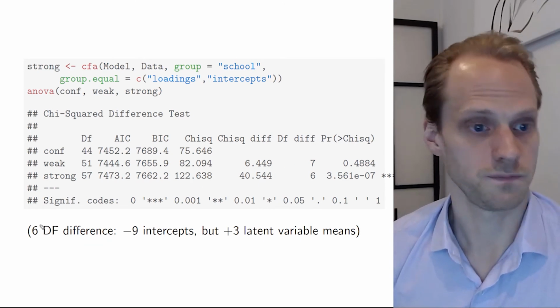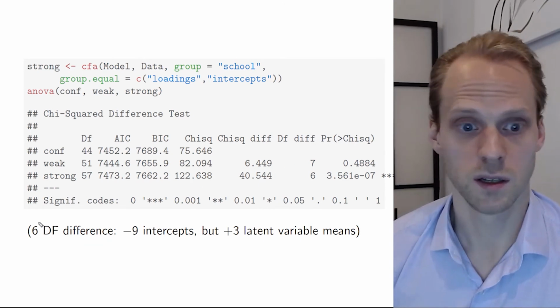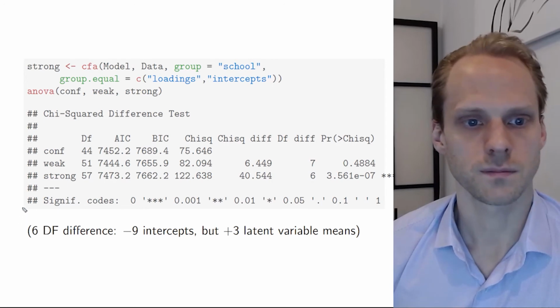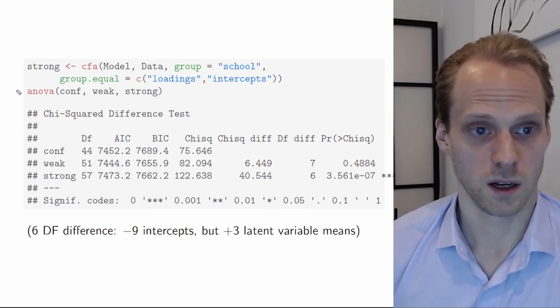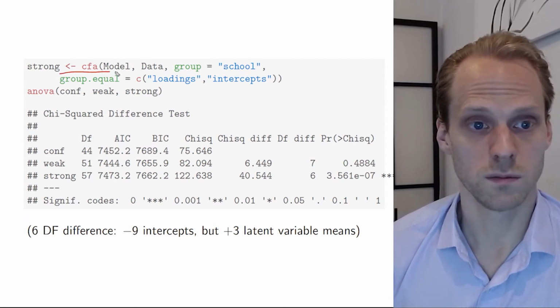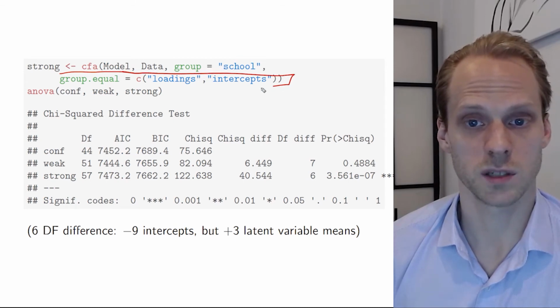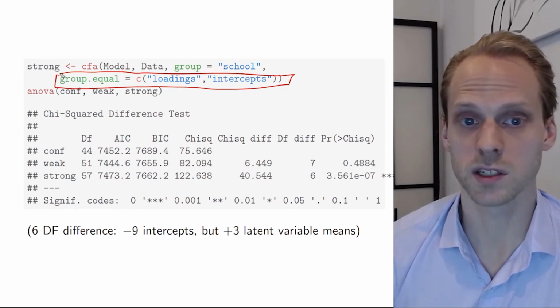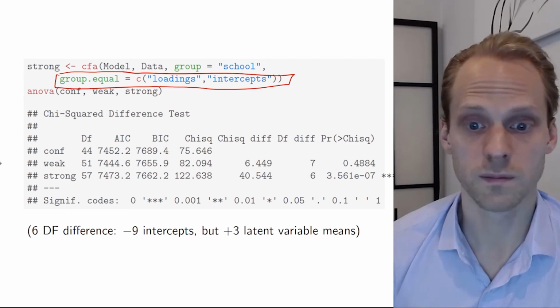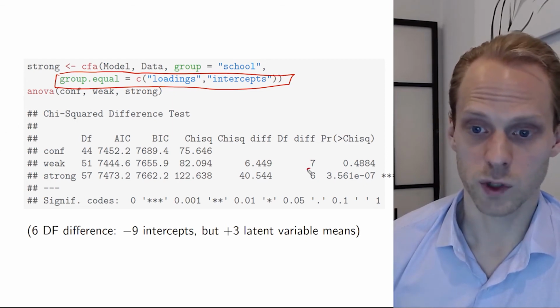So in our Holzinger-Swineford dataset, we can do that again. And in lavaan you say group.equal. I have a video series on measurement invariance testing in different software packages, so I won't really talk about that now. And the degrees of freedom difference would now be 6.